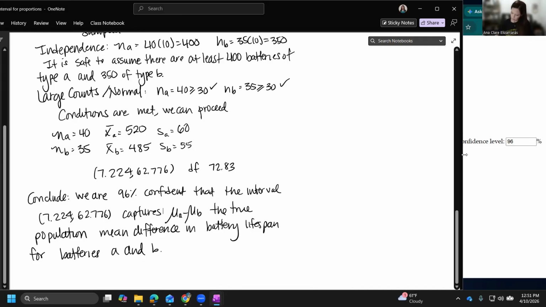And from there, what we can see is that this is battery A minus battery B, which means battery A actually lasts longer than battery B because the interval is positive, and there is a difference. 0 is not in the interval.